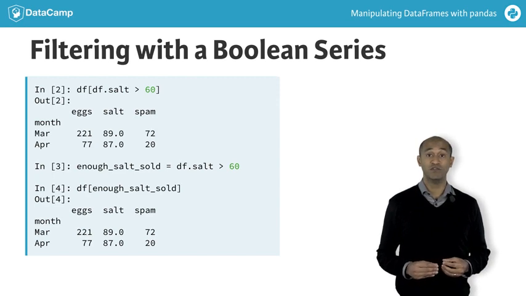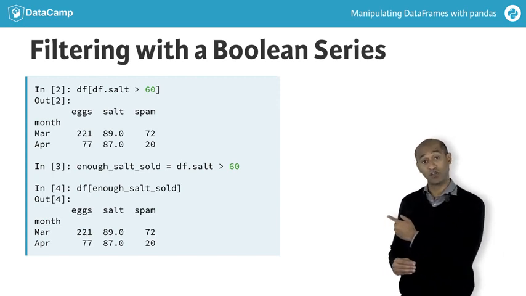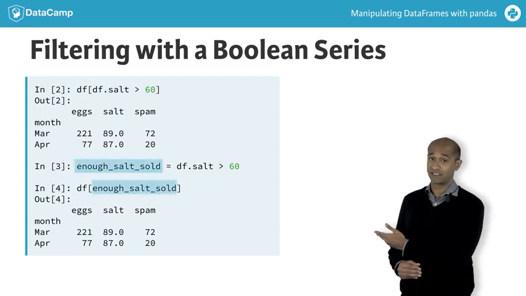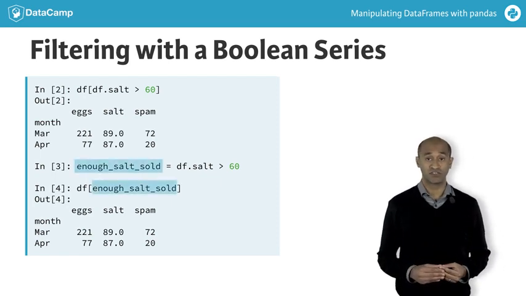A filter may be used directly between brackets as a logical expression, or it may be assigned to another variable. In this case, the variable is called enough_salt_sold.